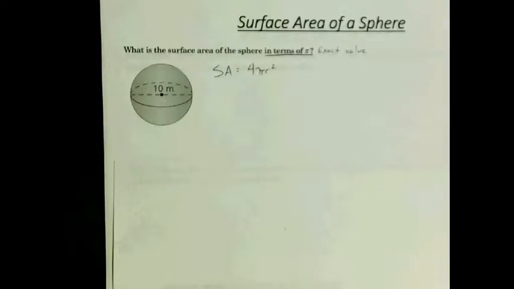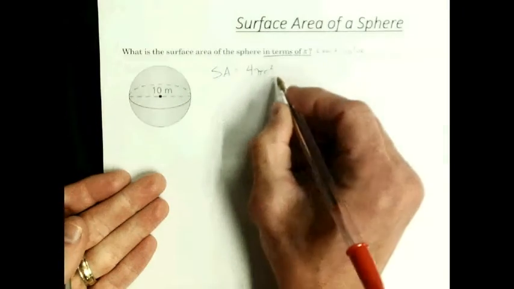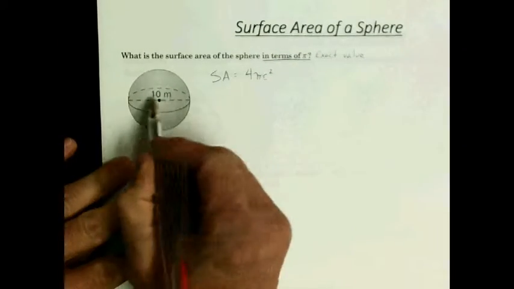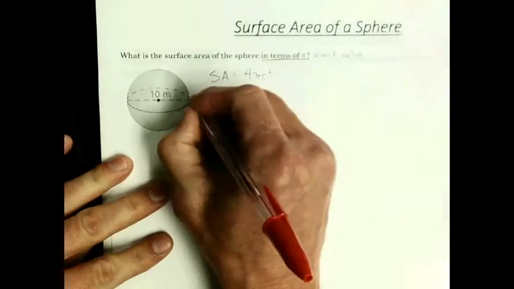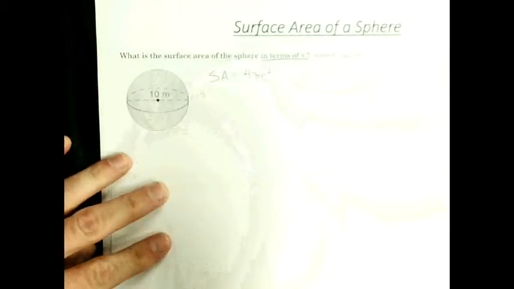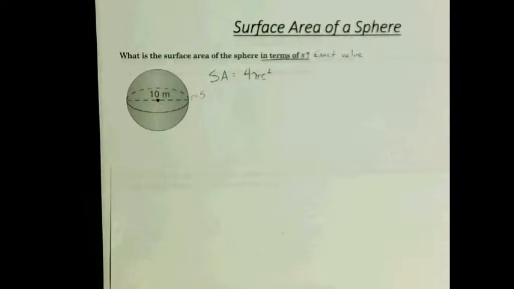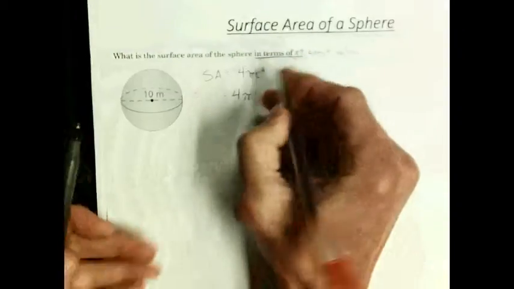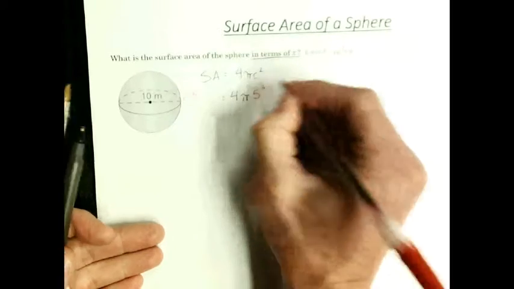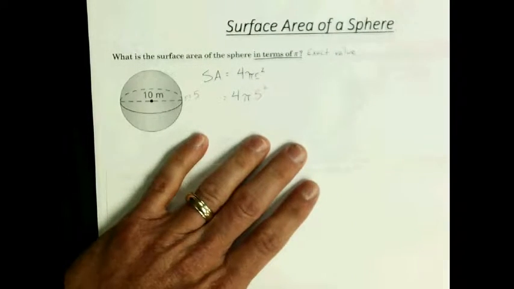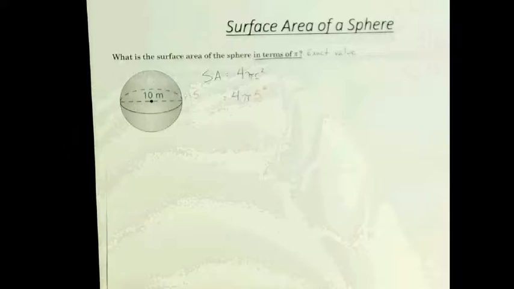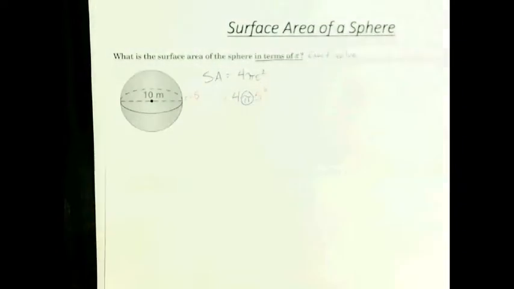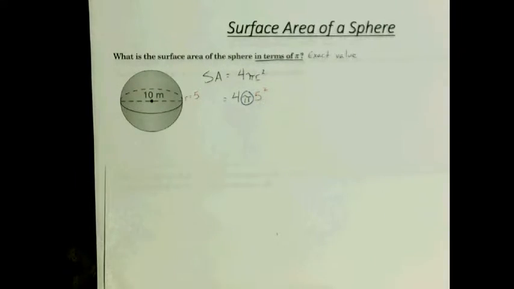The only thing we have to figure out is what is r? Okay, so what is the radius? Now, if we cut this sphere in half, we see we have a diameter of 10 meters. Therefore, the radius is 5. So it's a real simple question, right? The surface area is 4 times pi times the radius squared. The only thing we have to remember is when it says in terms of pi, we're going to leave pi alone. Leave pi alone and just figure out 4 times 5 squared.